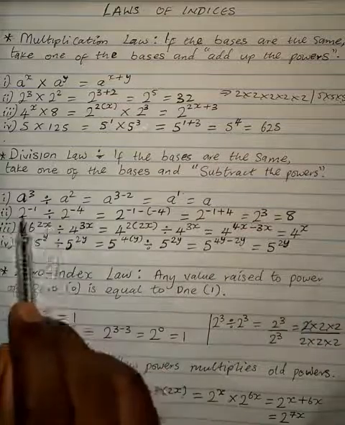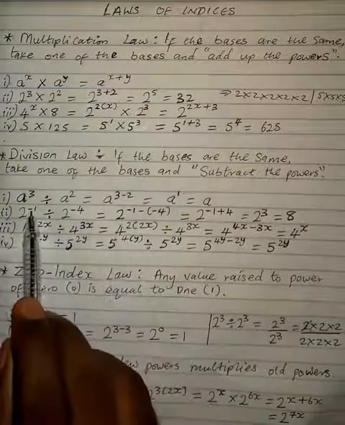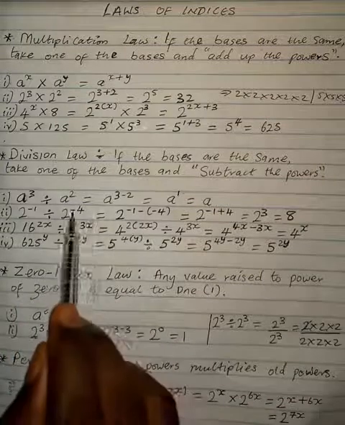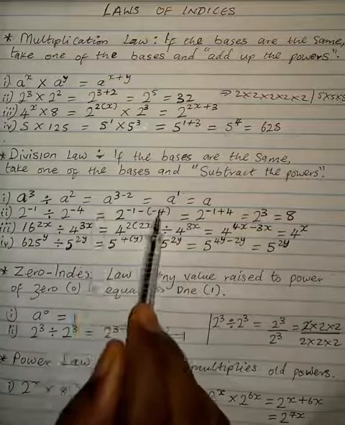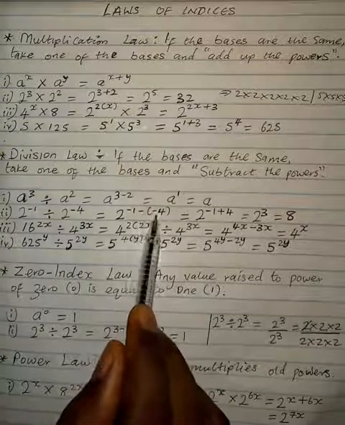And this implies we take one of the bases. Since the bases are the same, take one of the bases and then subtract power, which is minus 1 here. Because of division, we put minus. Now this one is already having minus, so we put it in bracket, sorry, to not conflict with this one. And since it's in bracket, we multiply this one out.